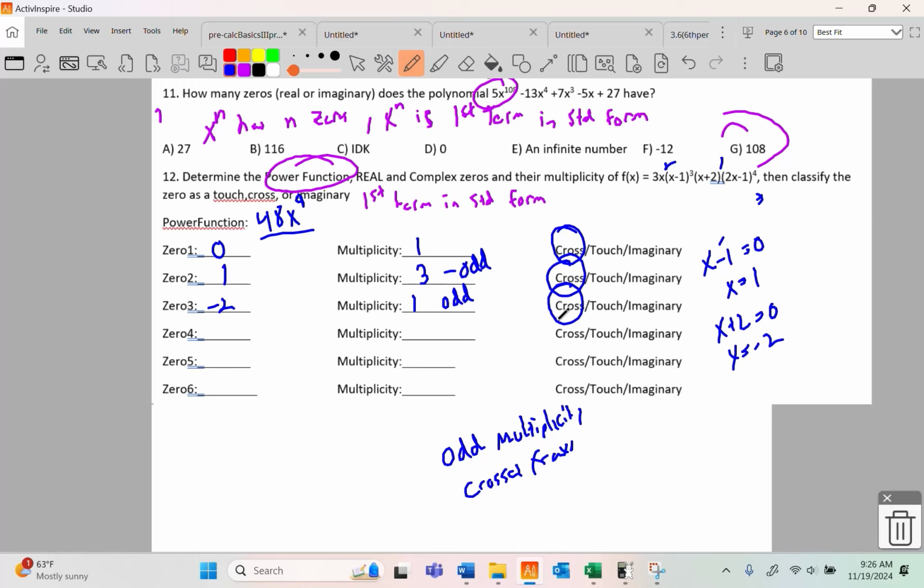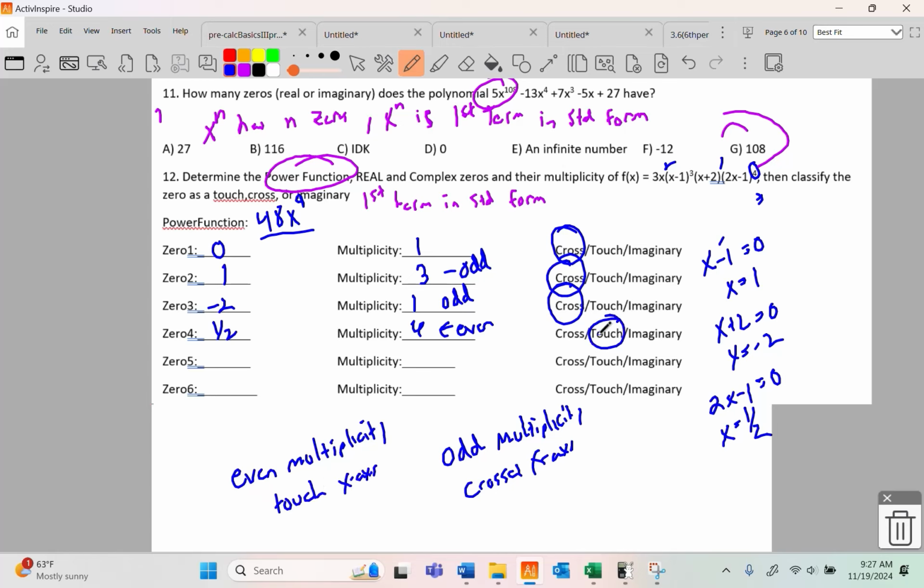Something's missing on this. I need to add something in because I remember I was going to change this for y'all to make it line up with your test. We have 2x minus 1, which is a 0. So x must be 1/2. The exponent is a 4, which is even. So even multiplicity. We touch the x-axis.